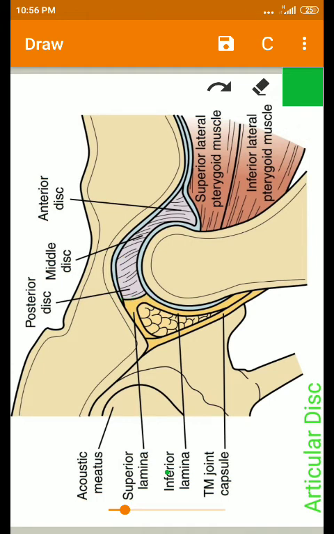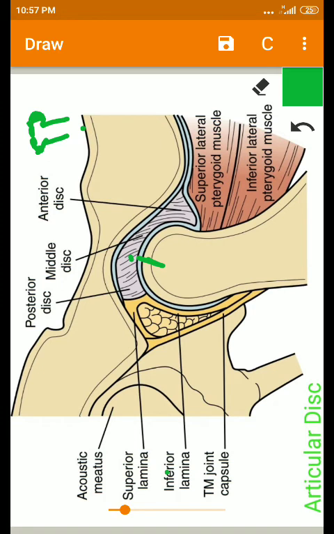The disc is firmly attached to the medial and lateral poles. This picture is a cross-sectional view. We know that the mandibular condyle has lateral and medial poles, isn't it? So this disc is firmly attached to the lateral and medial poles, but there is no anterior attachment on the mandibular condyle. Keep it in mind. There is no anterior attachment, so the disc is attached only on the lateral and the medial side.